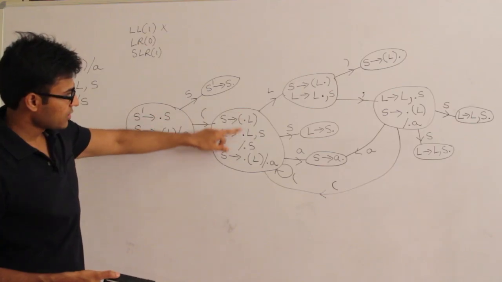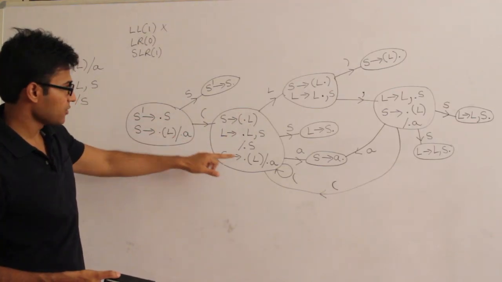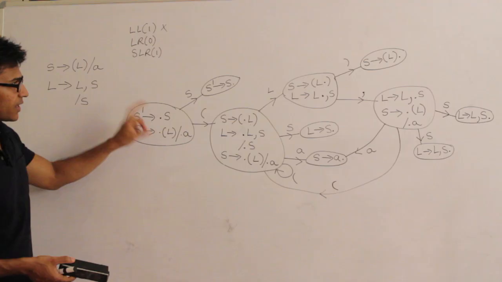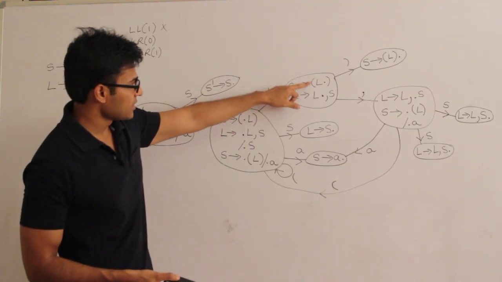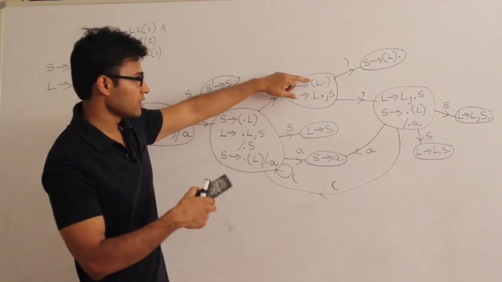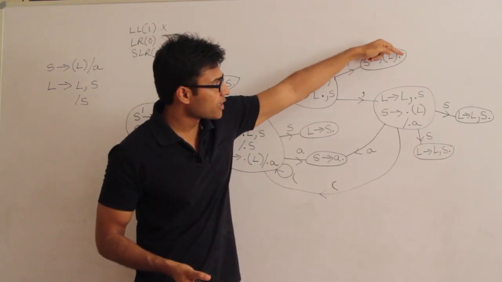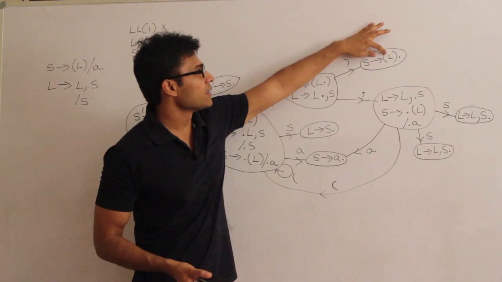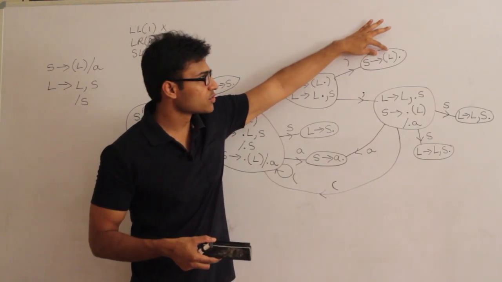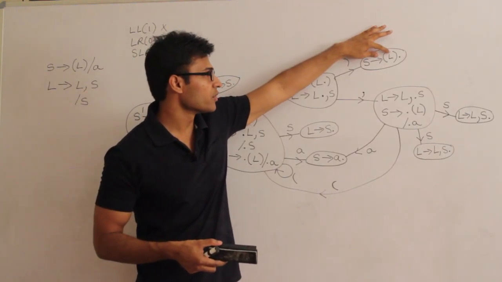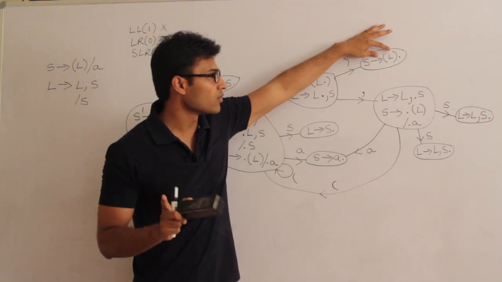Are there any final items in this state? No final item. Are there any final items in this state? No final item. Any final items in this state? No final item. A final item is one with the dot at the rightmost. Yes, this is a final item because the dot is at the rightmost. Now in this state, are there any shift moves? No. Are there any other reduce moves? No. There is only one reduce move, therefore no conflict.